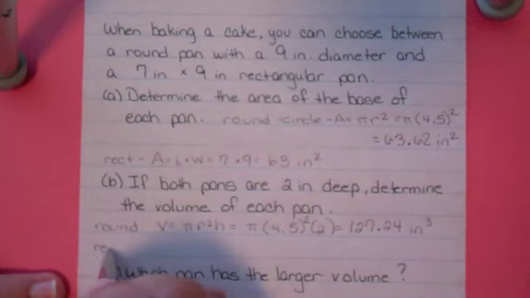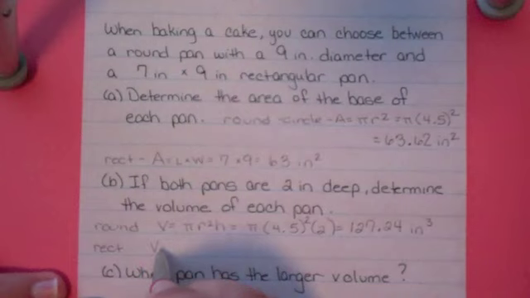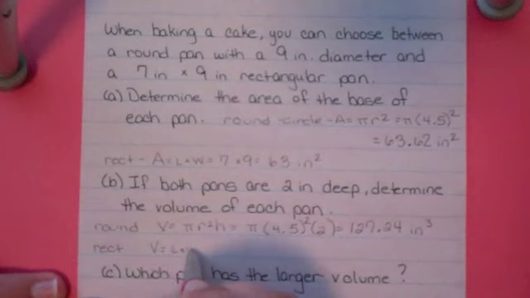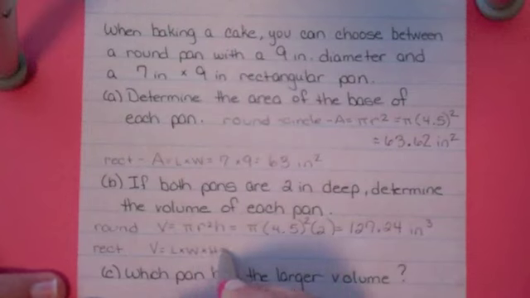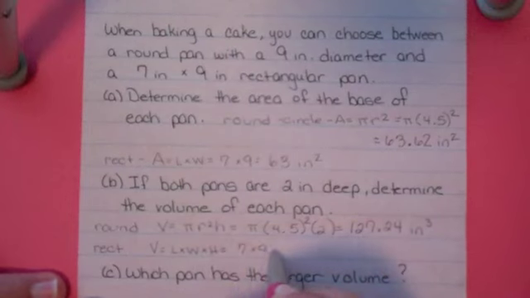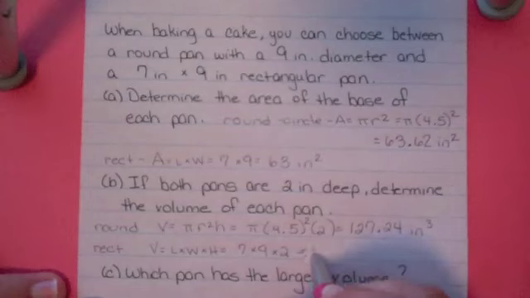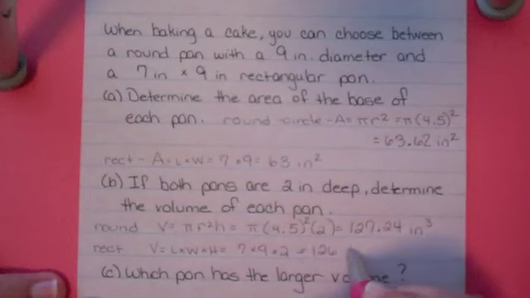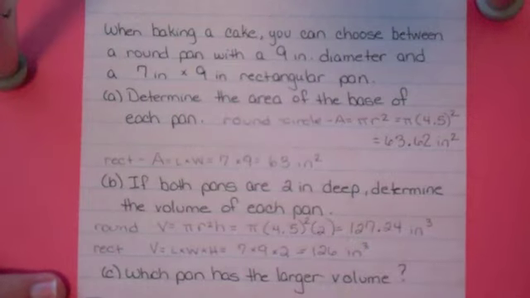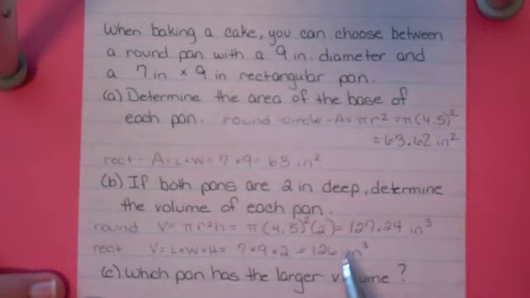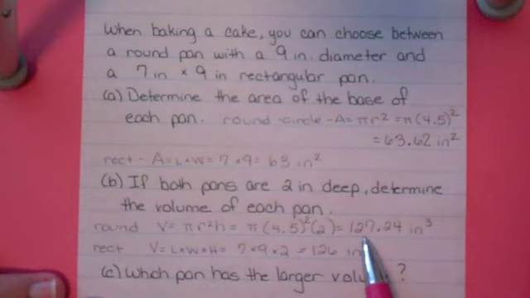Now for the rectangular pan, the volume is going to be length times width times height. So 7 times 9 times 2. Oh, this one's easy. 126. And again, volume, cubic inches. And the last question says, which pan has the larger volume? Well, now that I figured it out, it's easy to see that the round pan is going to hold more cake. So the round pan is certainly better.